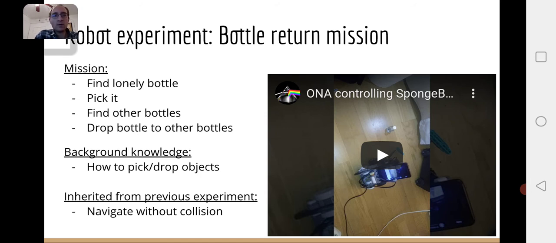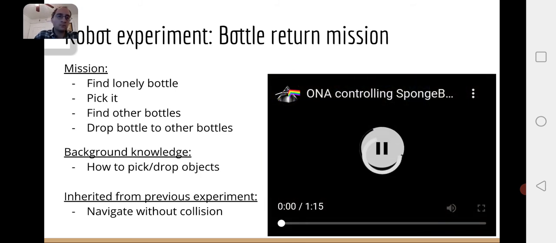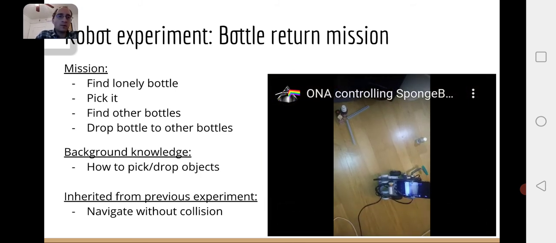The rest is learned: how to navigate without getting stuck, to explore, and also how to focus on a bottle, so that if it finds one, it can actually focus on it before the background knowledge takes over and says, okay, now I have a bottle in front, I should pick it. Let's see how this looks like.